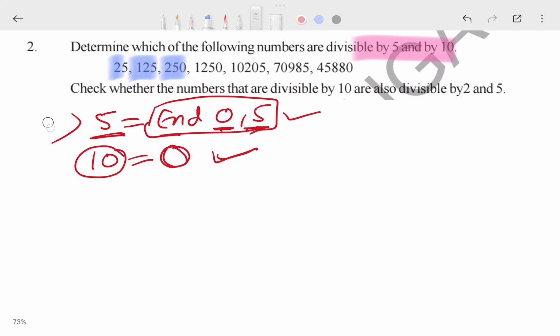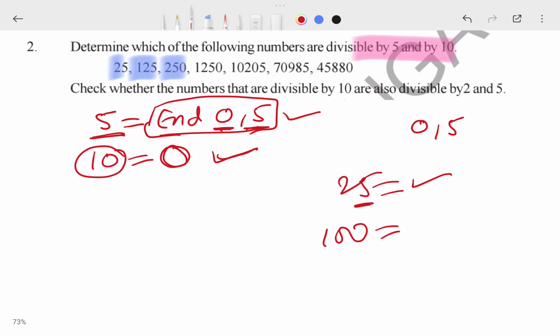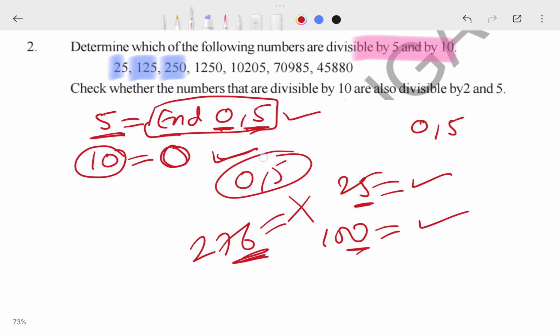Okay, I will just explain one thing to you here. What is the divisibility rule of 5? The end of the number has to be 0 or 5. Let's see, this is 25. Is it divisible by 5? Yeah, because at the end there is a 5, so it is divisible by 5. This is 100. Is it divisible by 5? Yes, at the end there is a 0, so it is divisible by 5. Let's suppose this is 26, is it divisible by 5? No. Why? Because at the end this is not a 0 and not a 5, so it is not divisible by 5.